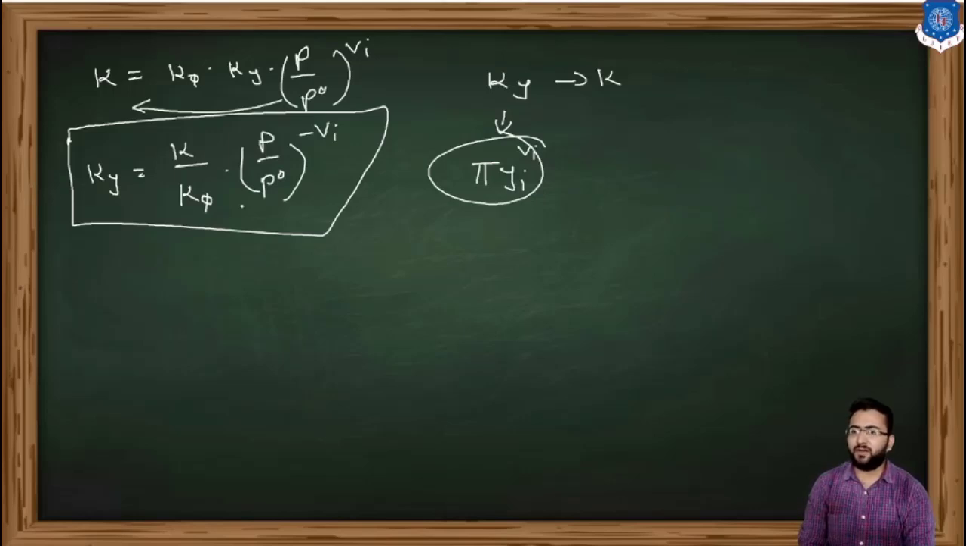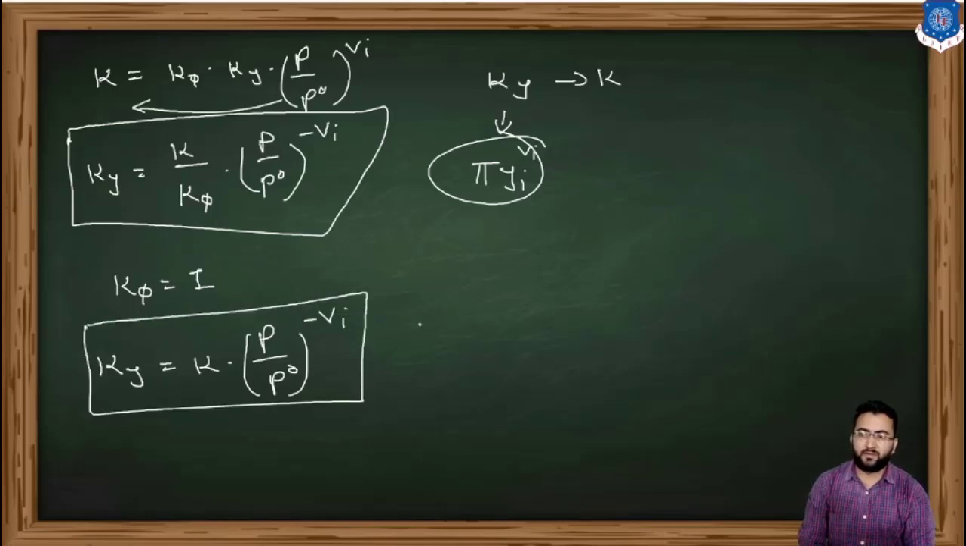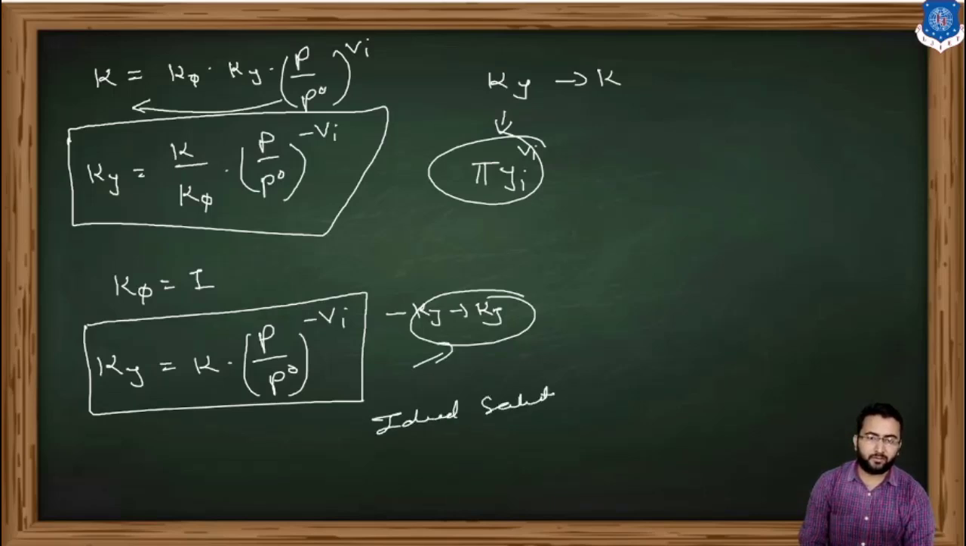Now, for the ideal condition, K phi becomes 1. So this equation becomes Ky is equal to K into P upon P naught, whole raised to minus v. So this is our equation which relates the equilibrium conversion with the equilibrium constant for the ideal solution. So this is for the ideal system, and the earlier one is for the real system.